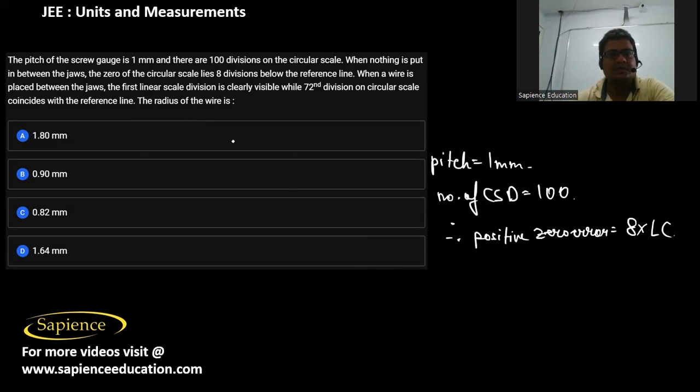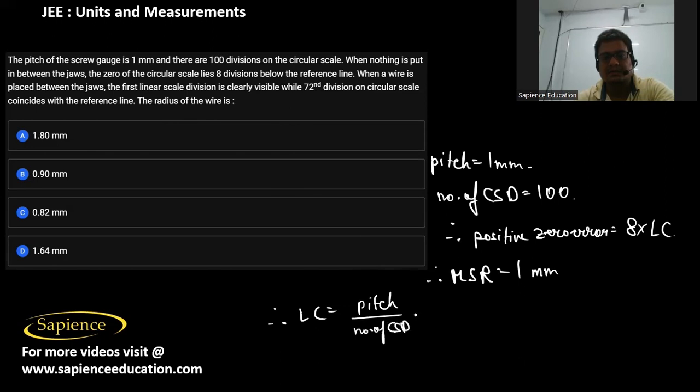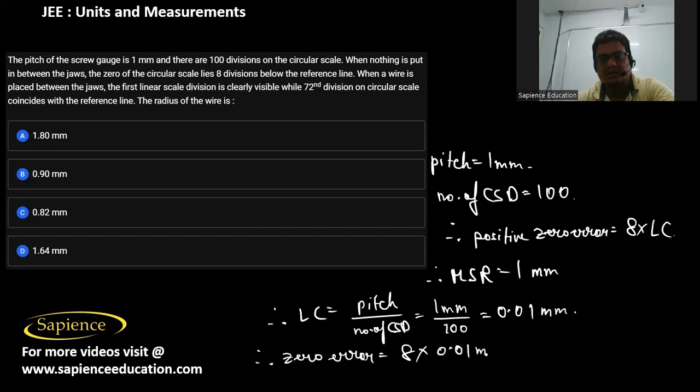So the first linear scale division is clearly visible. Therefore, the main scale reading is 1 millimeter, and the least count will be pitch by the number of circular scale divisions. So that will be 1 millimeter by 100, which is equal to 0.01 millimeter. So the positive zero error will be equal to 8 into 0.01 millimeter, so that is 0.08 millimeter. This is the positive zero error.